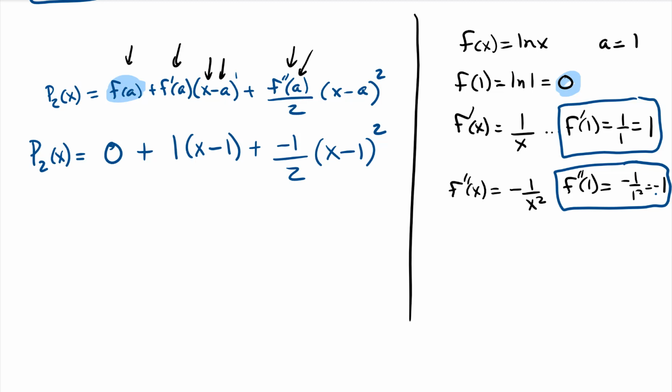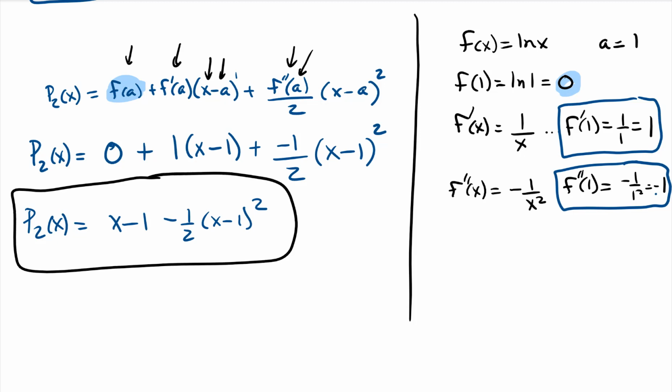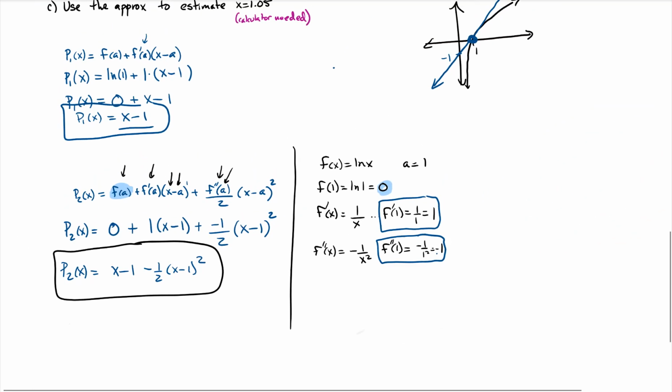So now we can say that our second degree polynomial is x minus 1 minus 1/2 x minus 1 all squared. That's some sort of parabola facing down. How do I know it's facing down? Because the term with the square has a negative in front of it. So I know it's some sort of parabola facing down. And there it is. We now have a fun-filled parabola facing down.